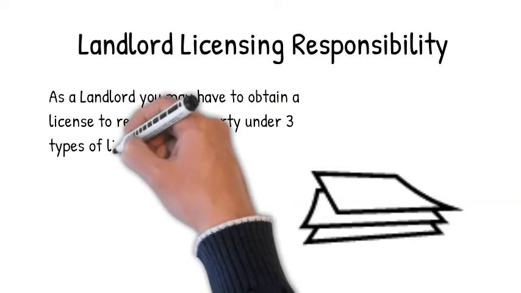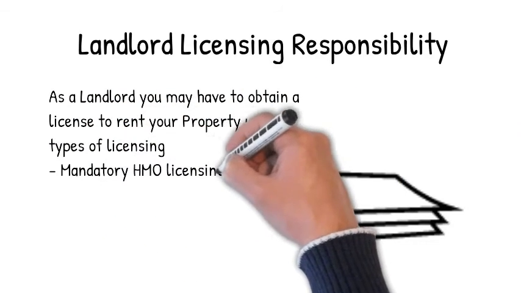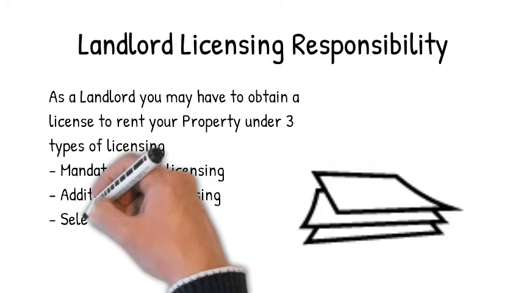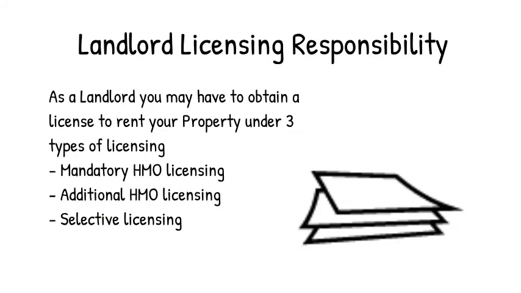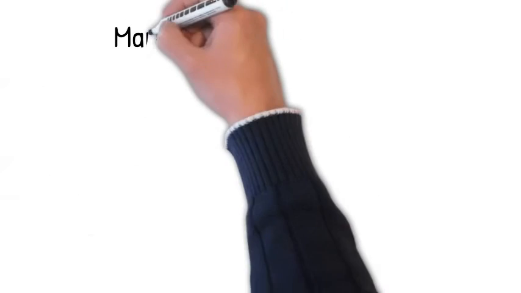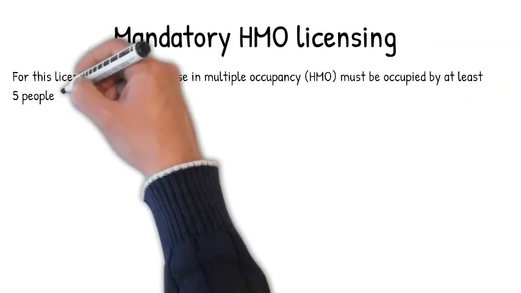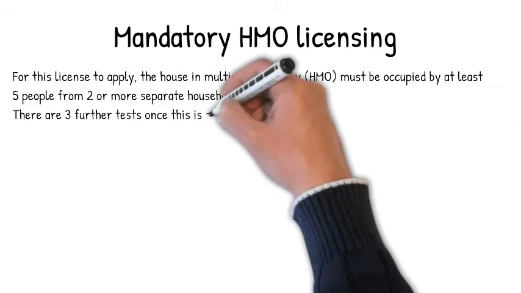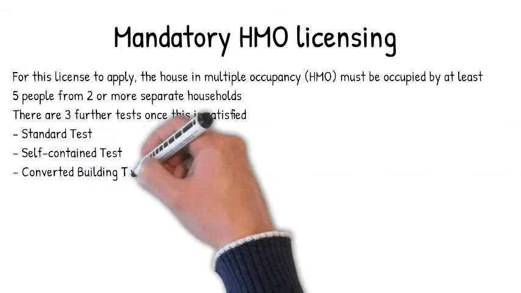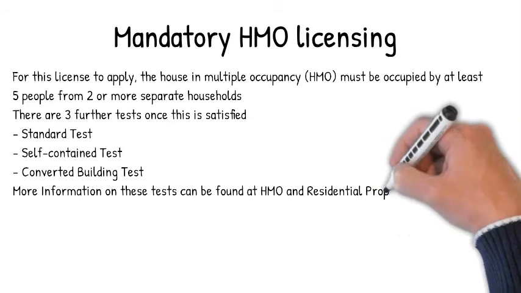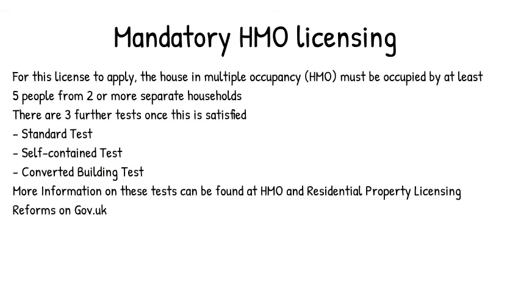This can be obtained under 3 types of licensing: mandatory HMO licensing, additional HMO licensing, or selective licensing. For a mandatory HMO license to apply, the house in multiple occupation must be occupied by at least 5 people from 2 or more separate households. Then one of 3 tests will apply: the standard test, the self-contained test, or the converted building test.